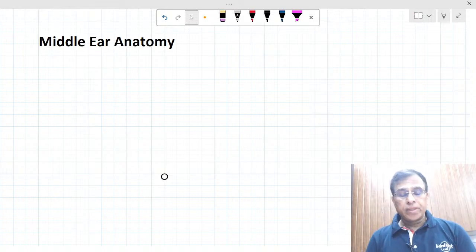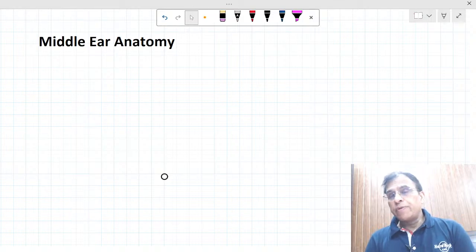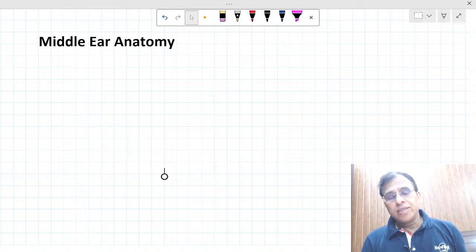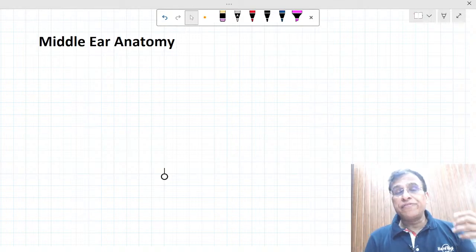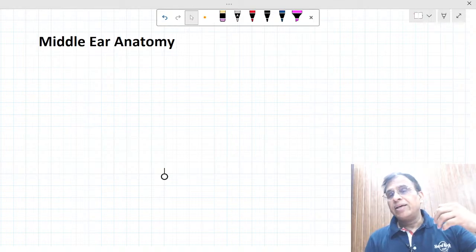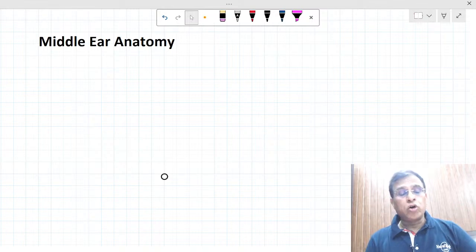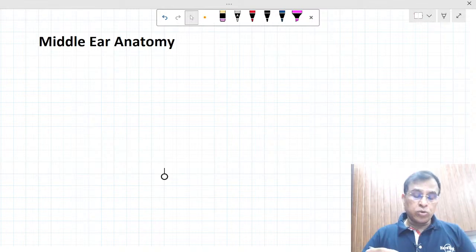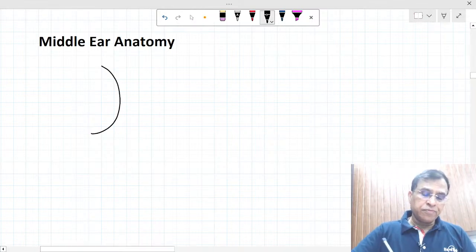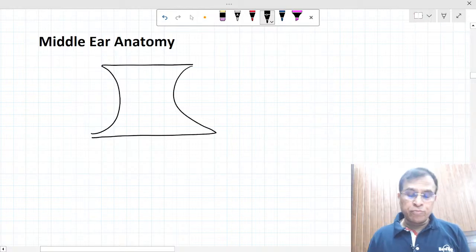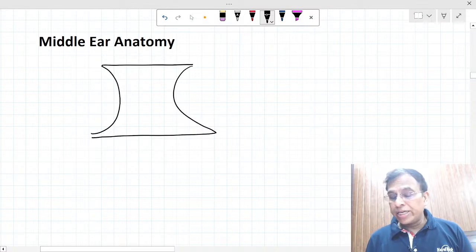Now tell me, if I ask you what is the shape of the middle ear, you have to say the shape of the middle ear depends on the view. Are you looking at the middle ear from the front? If you're standing in front of me, and if I take a coronal section of my ear, then it is biconcave. Don't draw this. Even if you're making notes, don't draw this. Biconcave, middle ear looks like this from the front. There is a concavity from both the sides, and therefore it's called biconcave cavity.